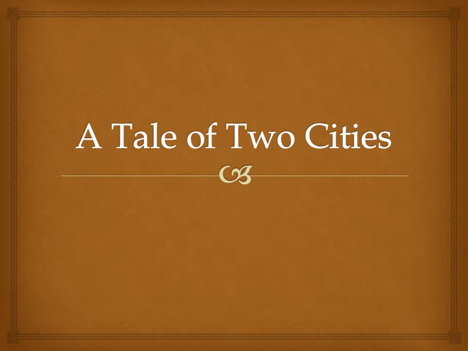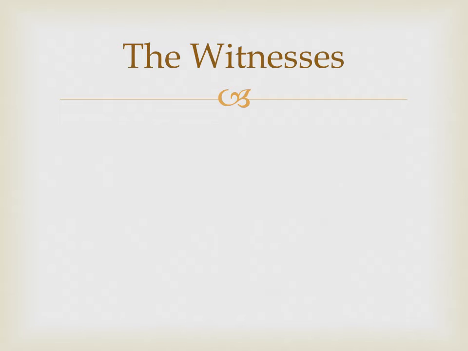Today we are going to discuss chapter 3 of A Tale of Two Cities. This chapter talks about the trial of Charles Darnay, who was accused of being a spy. He was also accused of collecting information about the English army and sending this information to the French king.